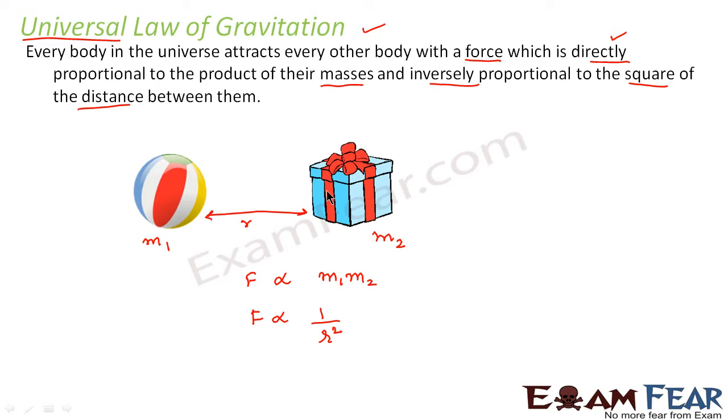Then the force of attraction between them is directly proportional to the product of the masses. That means if m1 or m2 increases, this force will also increase. Similarly, it is inversely proportional to the square of the distance. That means the closer these two objects come, the force will be more, because as they come close, the value of r will decrease. Now the value of r decreases means the value of F will increase. So this was basically the universal law of gravitation, which was given by Newton, and it holds true universally for all the objects in this universe.